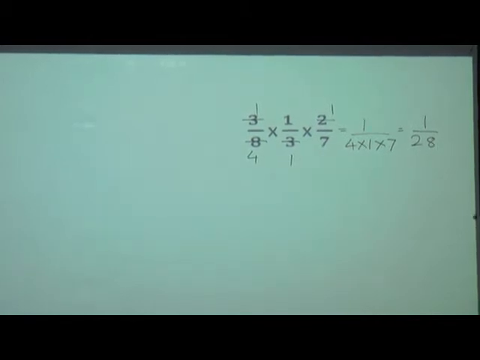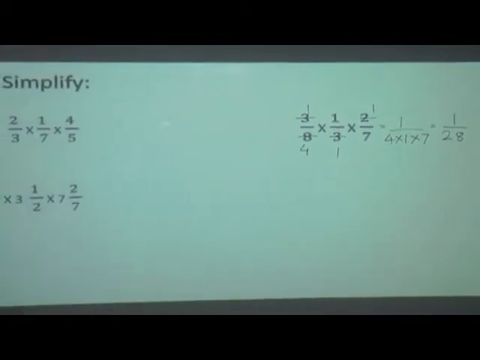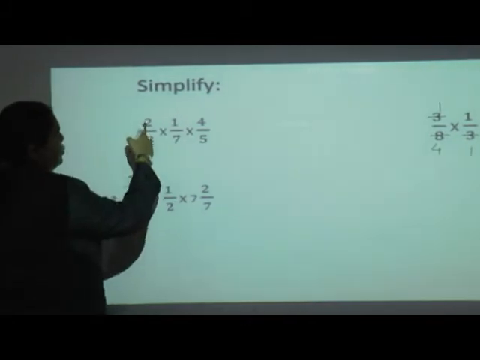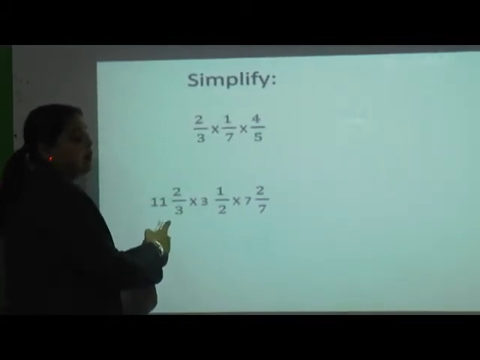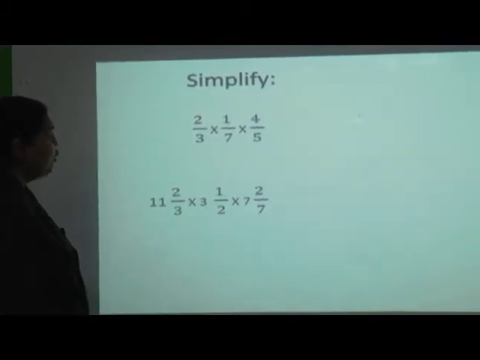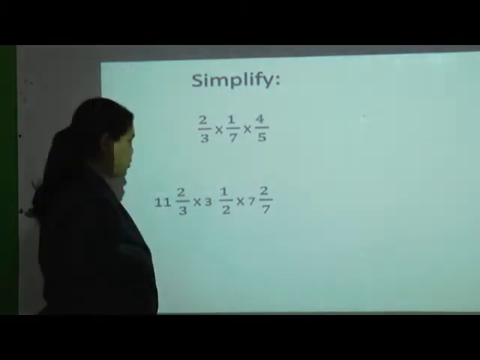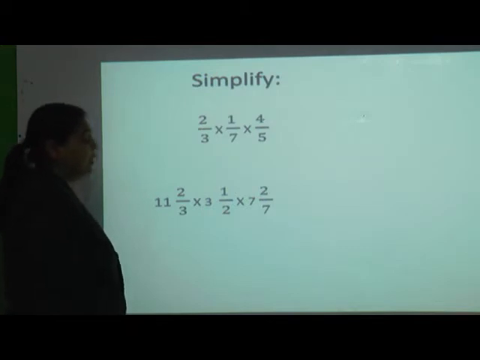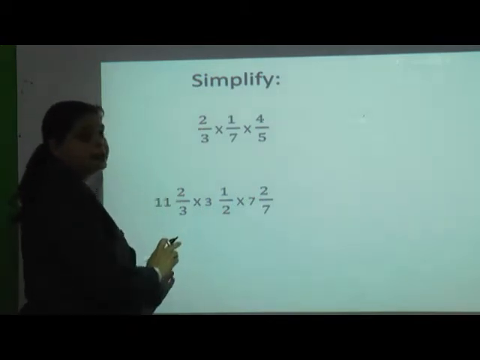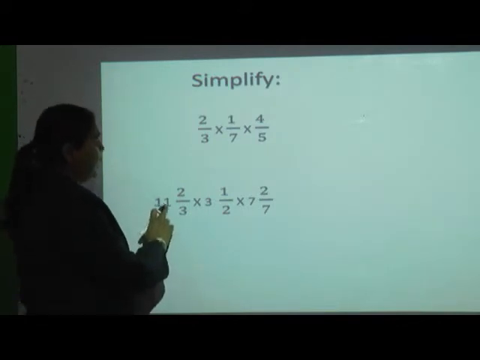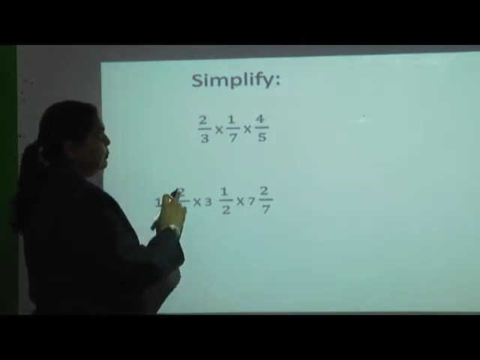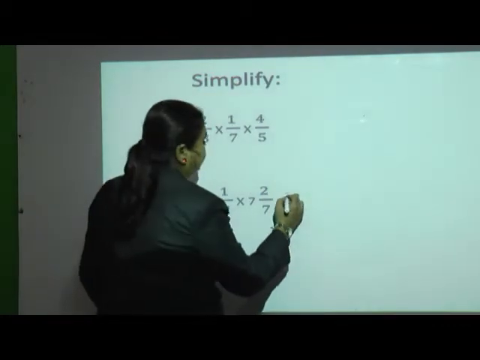One more example we will try to solve here. Here we have fractions with a numerator and denominator, but we also have a mixed fraction. First the mixed fraction should be converted into an improper fraction. How to convert? Here we have a large number. You know we have already seen many examples related to this. 11 3s is 33 plus 2 is 35.